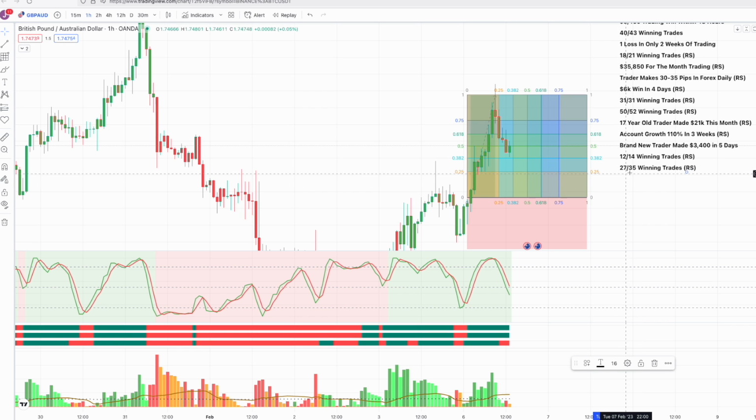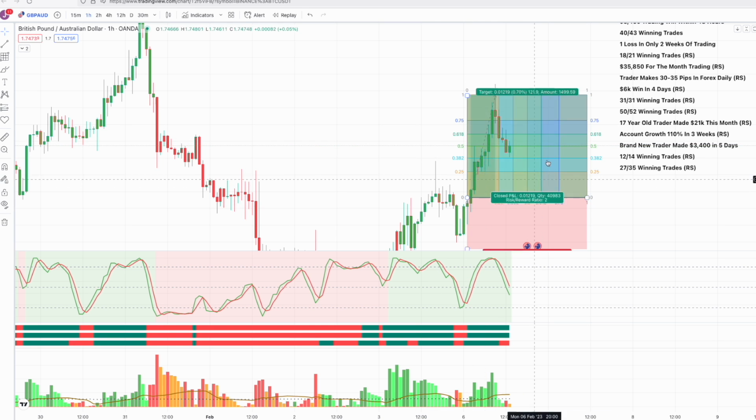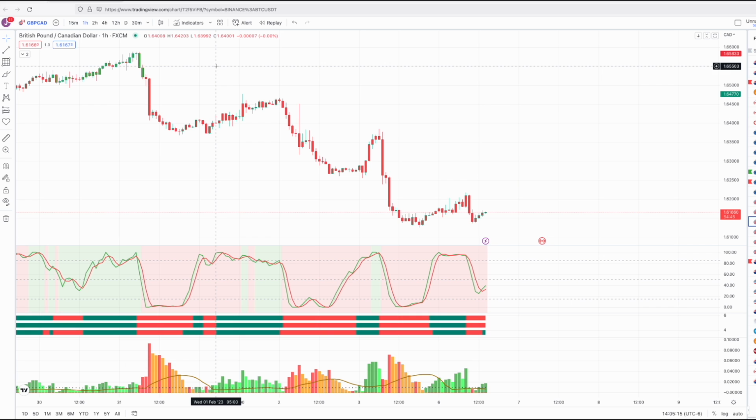This right here is another insane winning streak too, 27 for 35 wins. This really happens with this system because when you have rules in place like this, the way I showed you, it's so systematic to where you're going to be winning time and time again. Okay, guys, so let's look at another Forex pair.